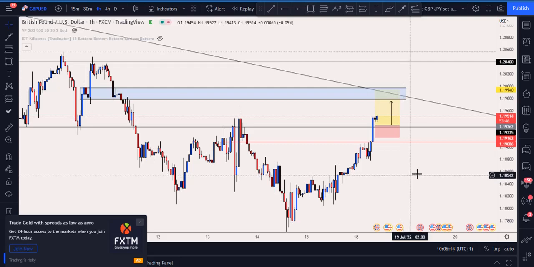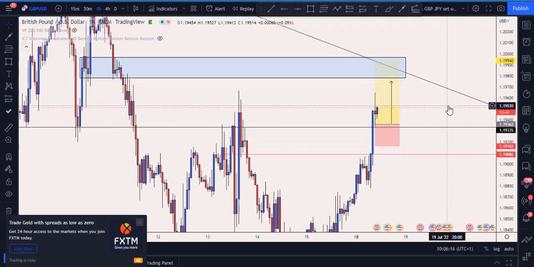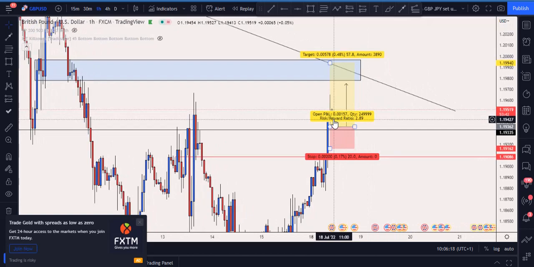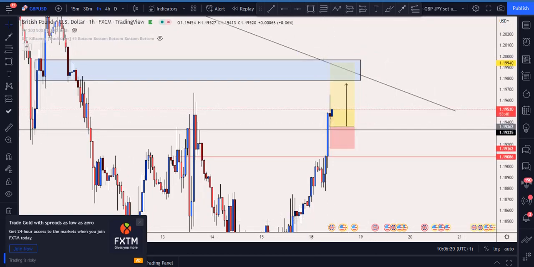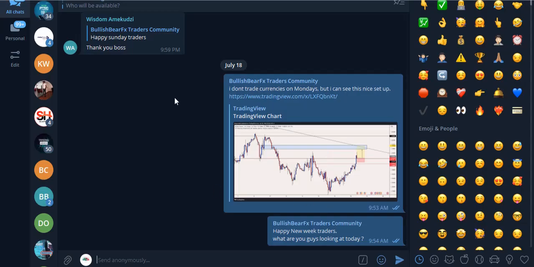So what I just want to show you is how I caught this move right here, and I actually sent the screenshot to my community.